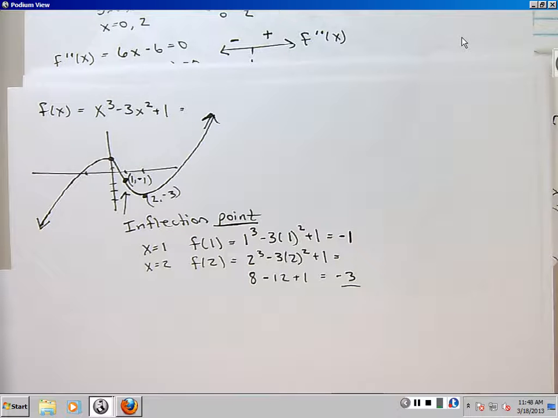The slope's the same, but the change in slope is increasing here and then it's decreasing here. Right? So this is concave down, and this is concave up. And the change is right here. The change in concavity is at this point, the inflection point.